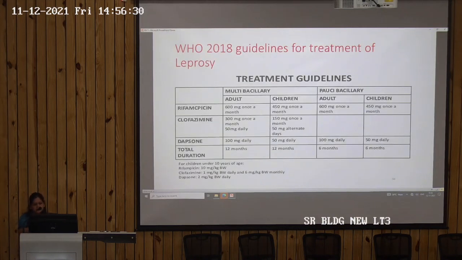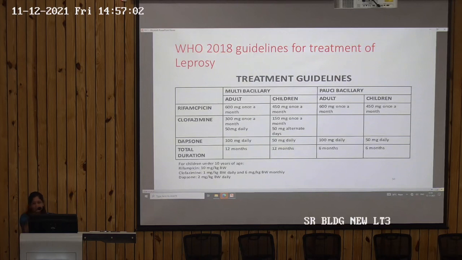Now coming to the regimen, you have rifampicin 600 milligram once a month. In case of multibacillary leprosy, you are giving these three drugs: rifampicin 600 milligram once a month, clofazimine 300 milligram once a month and 50 milligram daily, and dapsone 100 milligram daily. कौन सी दो ड्रग डेली दी जाती हैं?